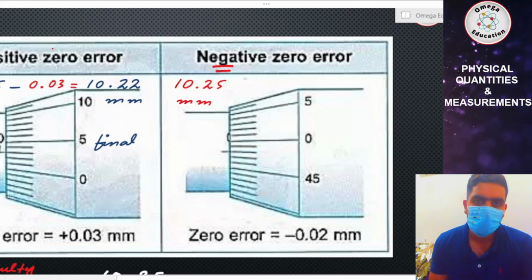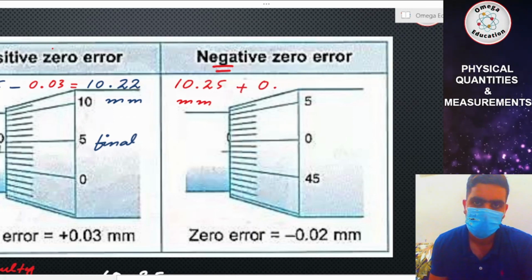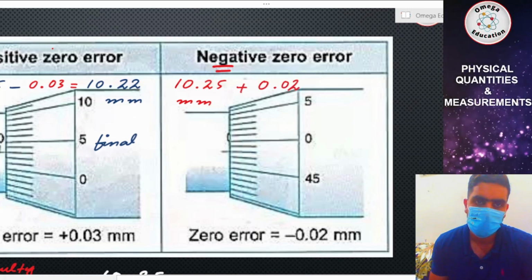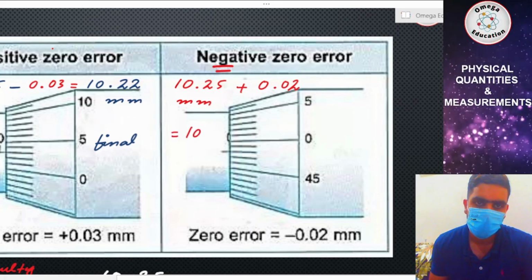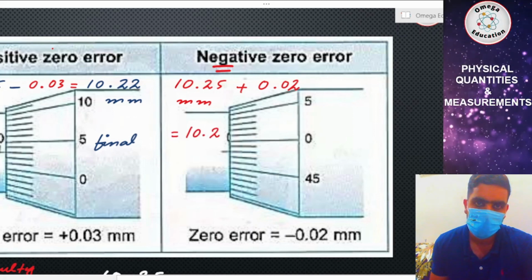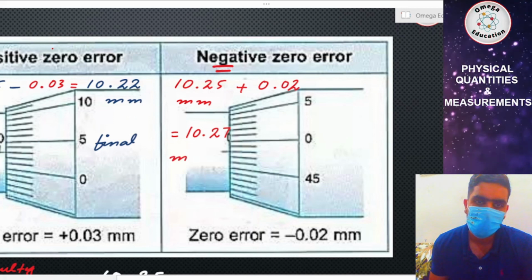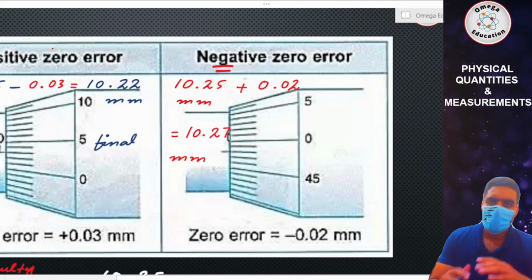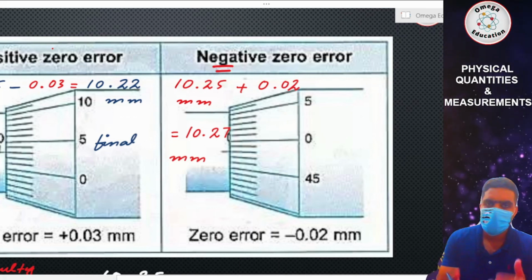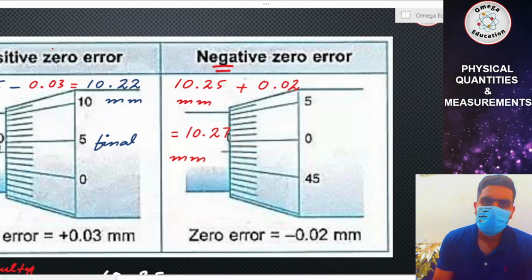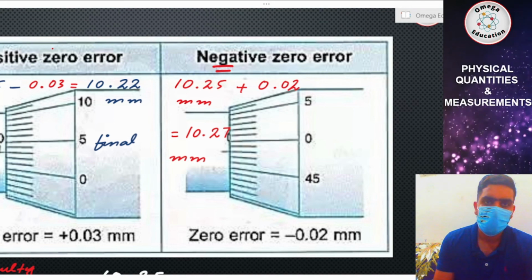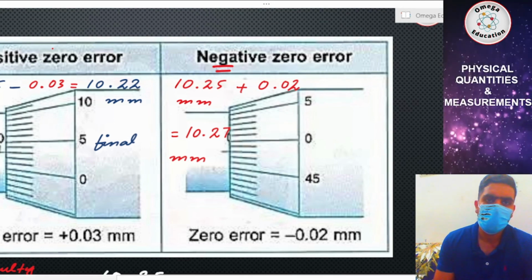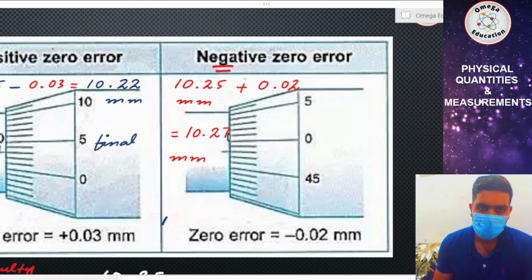In order to compensate for the negative zero error, you simply add the negative zero error in it, and what you get is 10.27 millimeters. That would be your final reading. The thing is, in both cases we actually subtract the zero error, but for the negative one we subtract the negative reading, and it would be automatically plus. So actually it is like this.